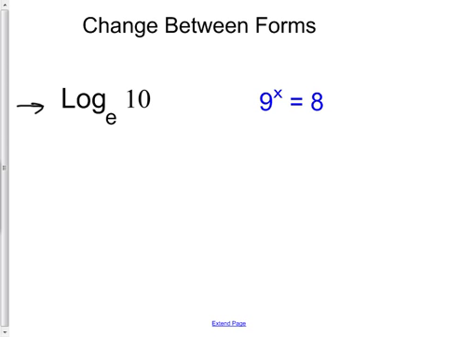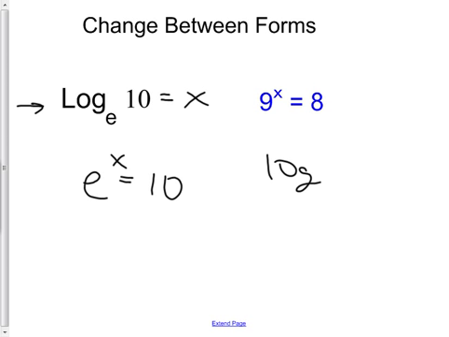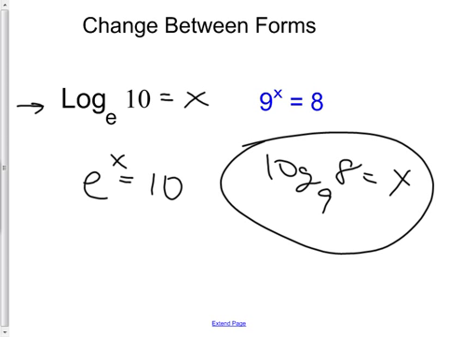So this should be e to the, there's nothing up there, I could put x. E to the x equals 10. Raise your hand if you had that one right. Okay, good. This other one could be written as a log. Log base 9 of 8 equals x. And that's all ready to put into a calculator, but what if they don't allow calculators? Then you just say it was log 8 over log 9.